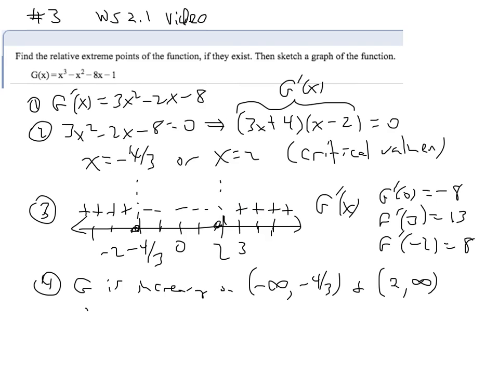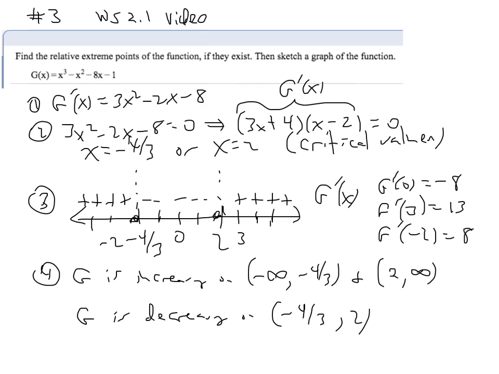And g is decreasing on the interval -4/3 to 2. So g is decreasing when the derivative is negative. And so what that means is, I can't move that part.